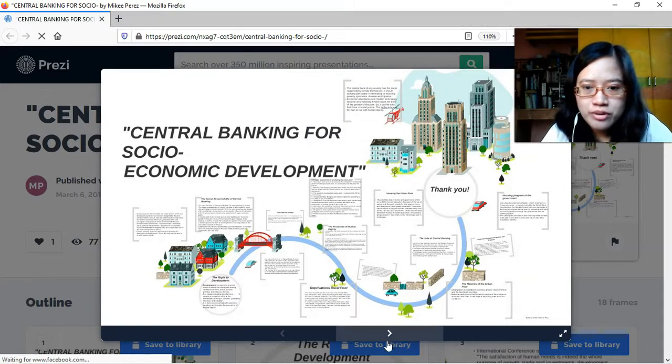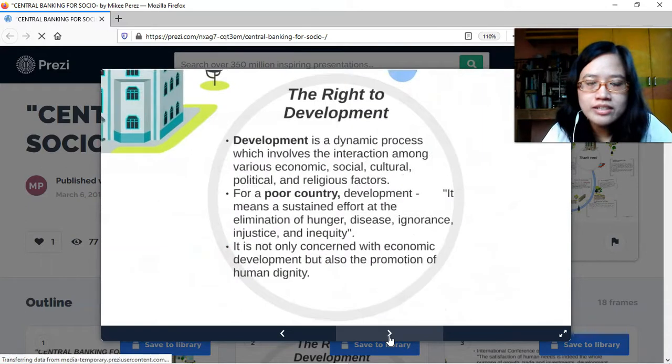Okay, central banking for socio-economic development. So the right to development. Development is defined as a dynamic process which involves the interaction among various economic, social, cultural, political, and religious factors. So, when you are trying to conduct an economic activity, normally you would have to deal with other factors, social, cultural, political, and religious factors, for you to be successful in your endeavor.